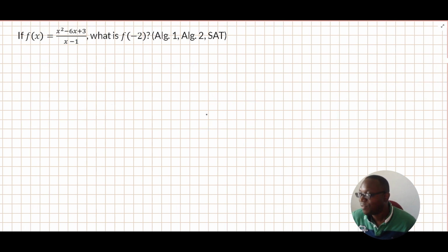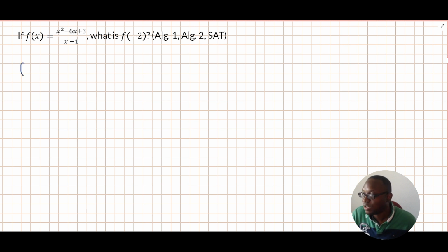So now we have f of x equal to this fraction, it's called a rational fraction. So we have (x squared minus 6x plus 3) over something. What is f of negative 2? This is a topic you'll see in Algebra 1, Algebra 2. It's also one that I actually got from an SAT exam question. So I'm going to show you how to go about this.